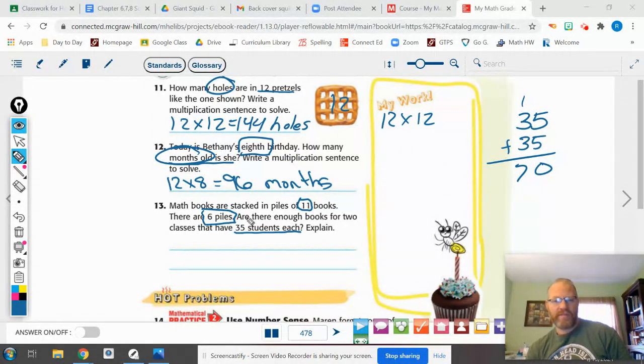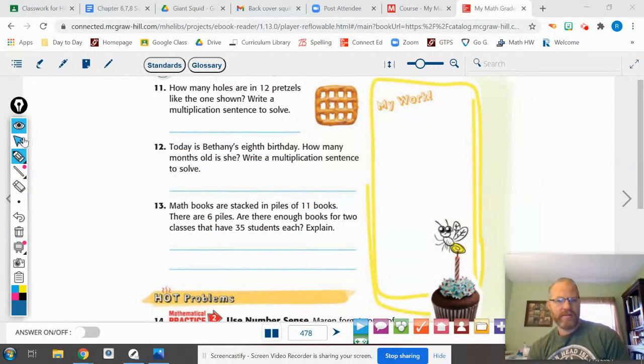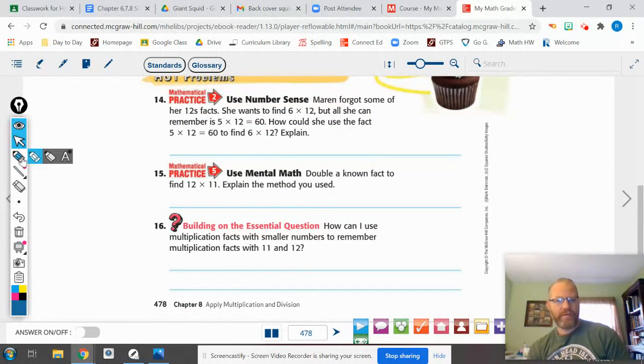So if we have 70 students and we have 11 times 6 books, 11 times 6 is 66. So we have 66 books and 70 students. It says, are there enough books? Hopefully you said no. 66 books is not enough for 70 students. They would have to share. Right now with COVID, they probably wouldn't share. So then it would become a problem. We need to order 4 more books.